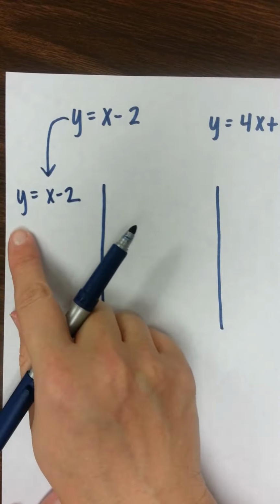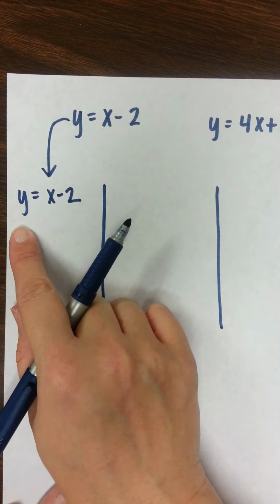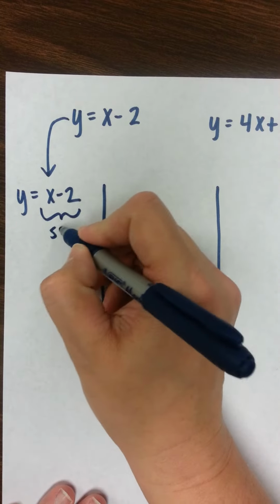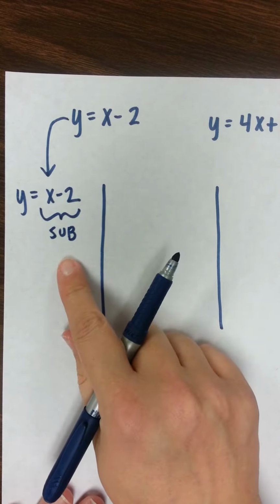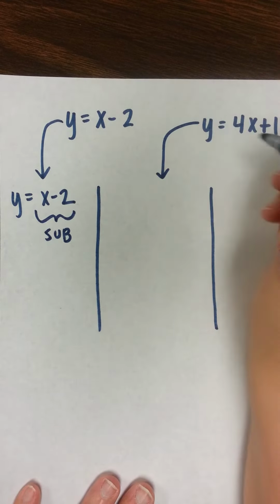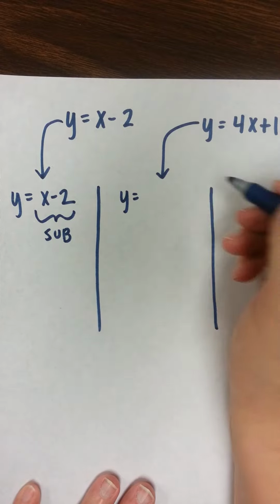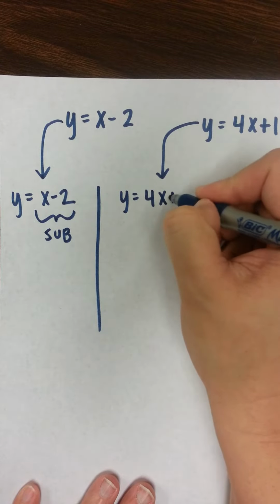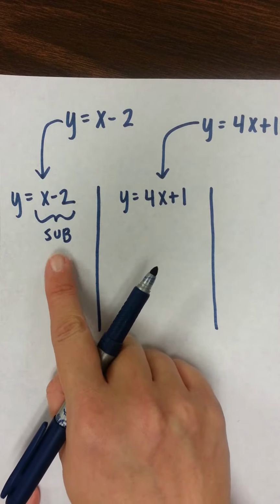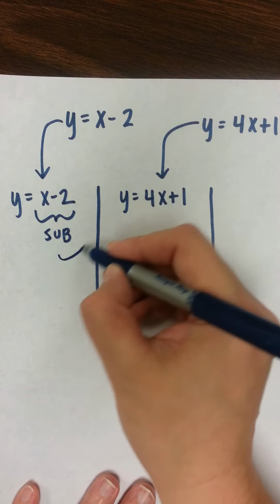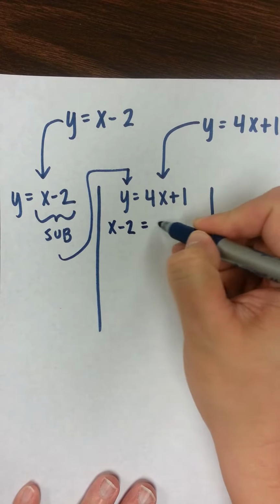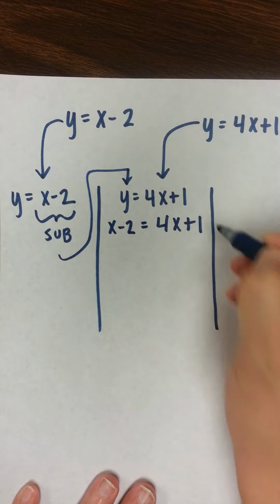You'll notice I already have a variable on a side by itself where it's positive, so that means I already know it's sub. Since I used that equation in the first column, I'm going to use the second equation in the second column. y equals 4x plus 1. Now, since I know what y is equal to, I'm going to put that in place of y. So we have x minus 2 equals 4x plus 1.